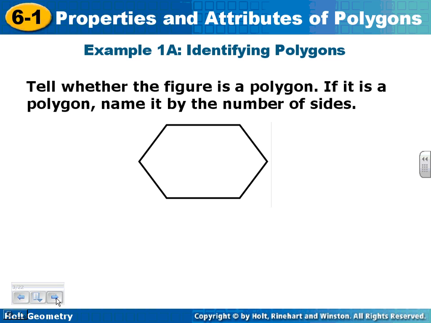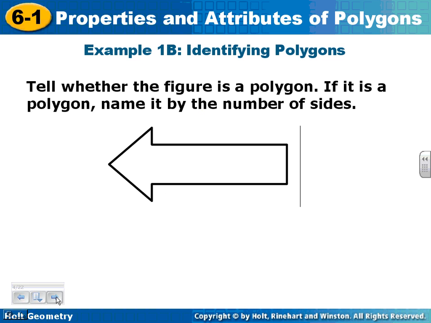Well, this one says, tell whether the figure is a polygon. If it is a polygon, name it by its number of sides. Well, yes, it is a polygon. How many sides does it have? Let's number them. 1, 2, 3, 4, 5, 6. 6 sides makes it a hexagon.